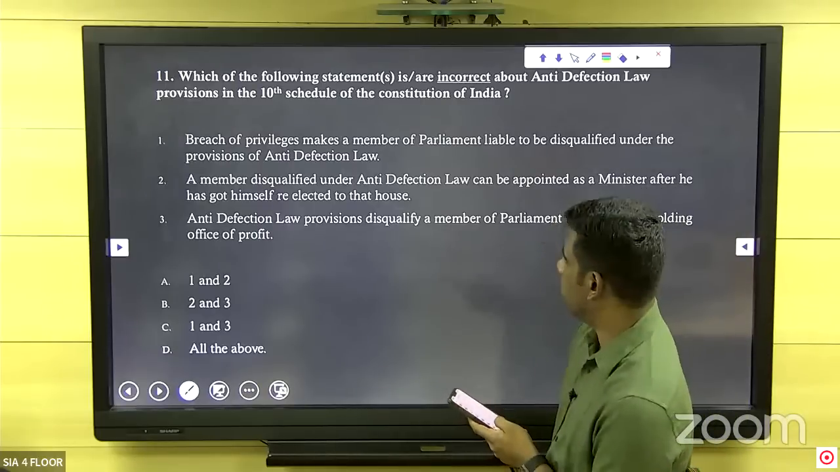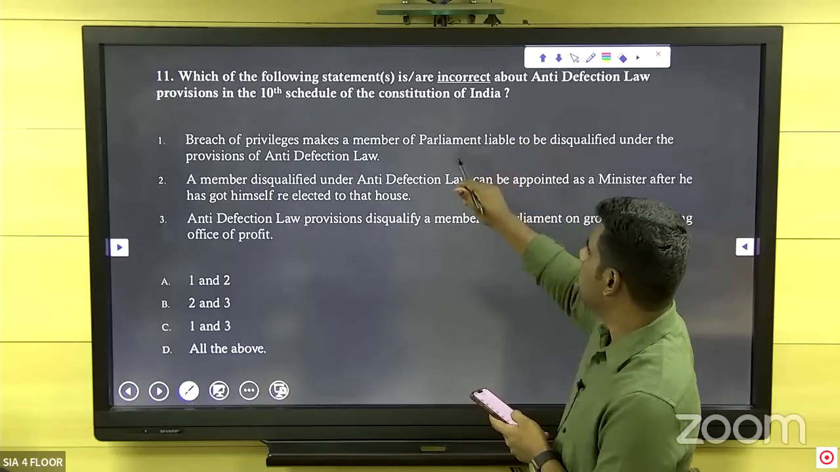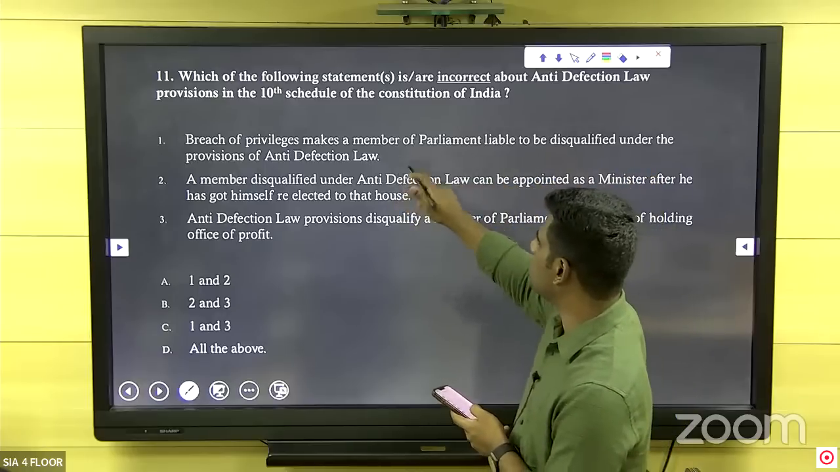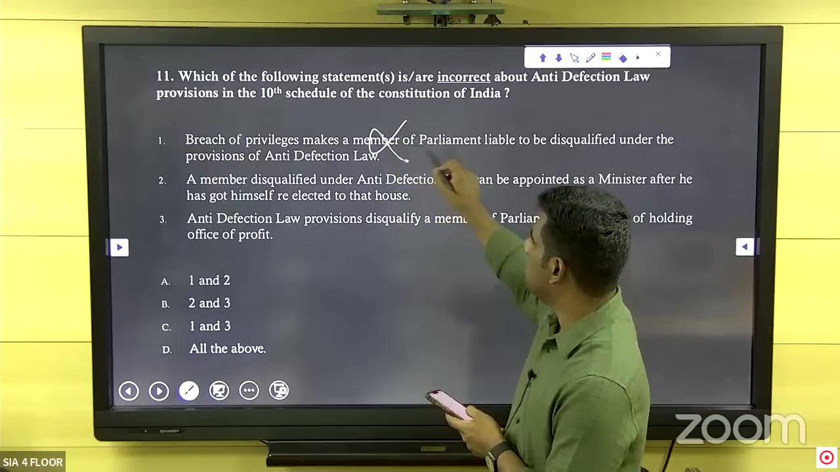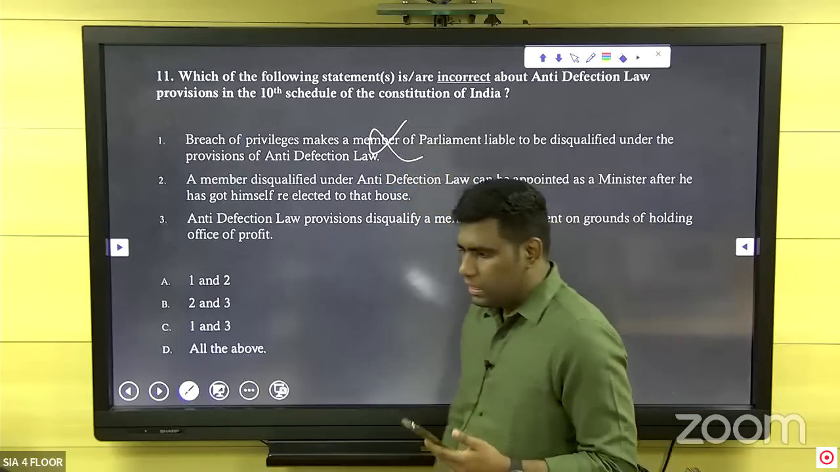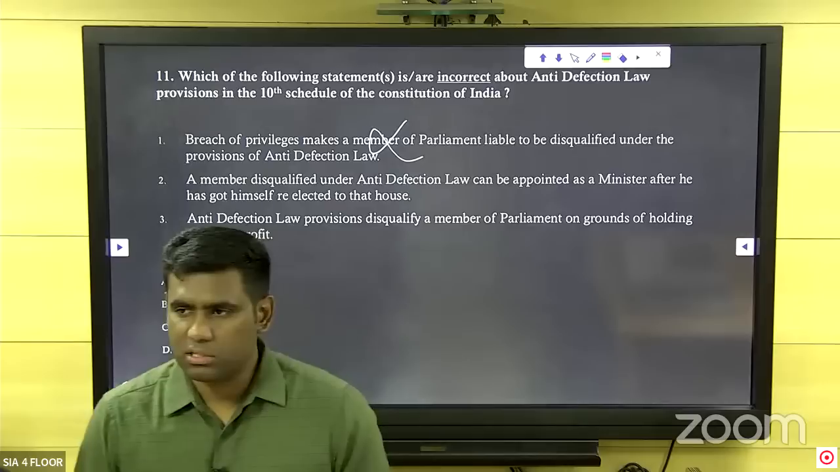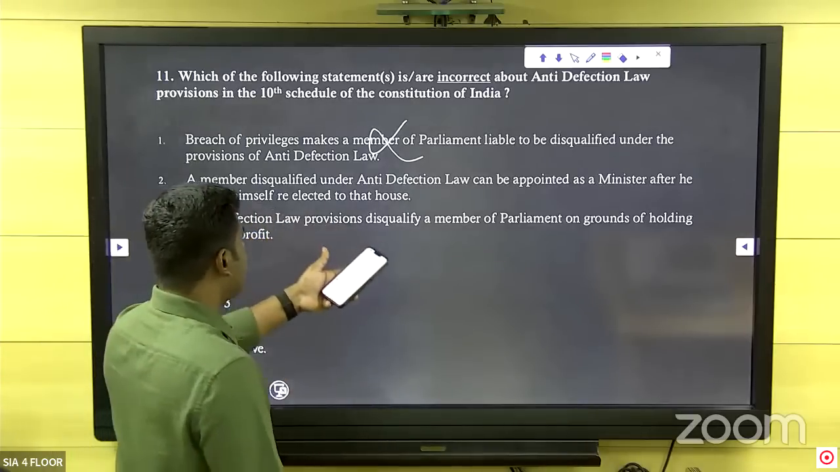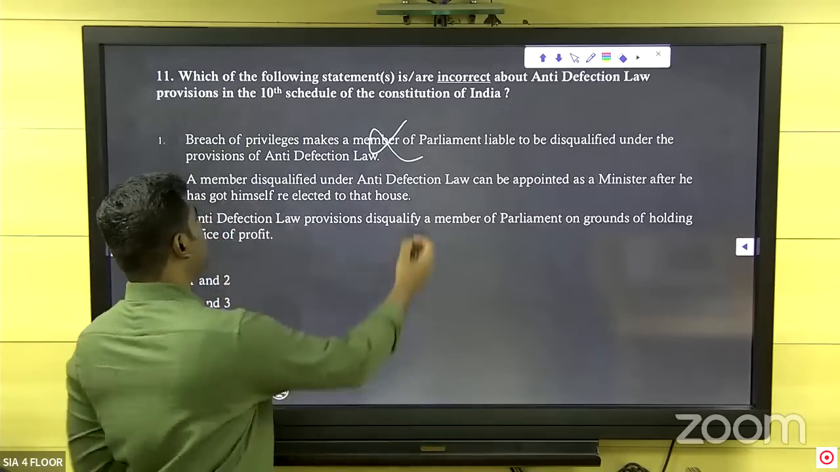Okay, C. All right. Incorrect, no? Breach of privileges makes a member of parliament liable to be disqualified under the provisions of anti-defection law. Wrong. Breach of privileges will be dealt in a separate privilege motion, has nothing to do with anti-defection law. Okay. A member disqualified can be appointed as a minister after he has got himself re-elected to that house.